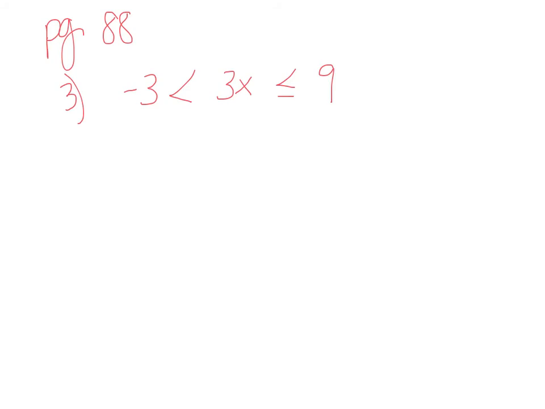Okay, so let's look at this number 3. The first thing we're going to do is solve it and then graph it. So we have to get the x by itself, so I have to divide by 3. This is one of those and scenarios that we wrote as a compound inequality, so you've got to divide by the 3 everywhere. What you end up with is negative 1 less than x less than or equal to 3.